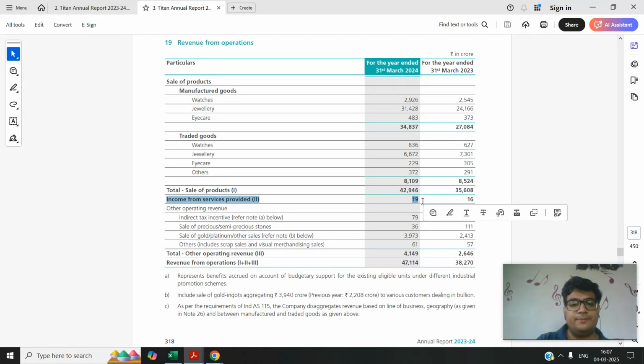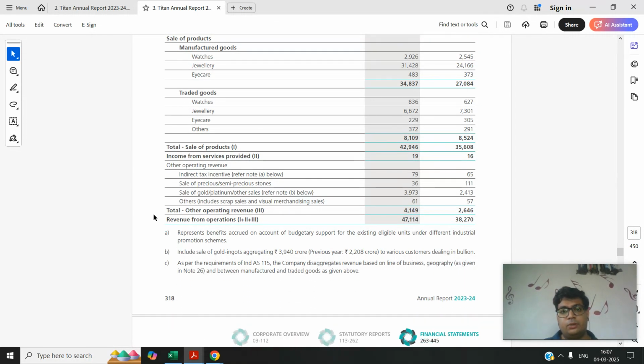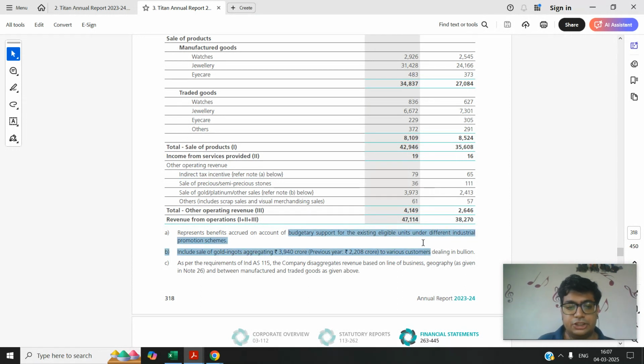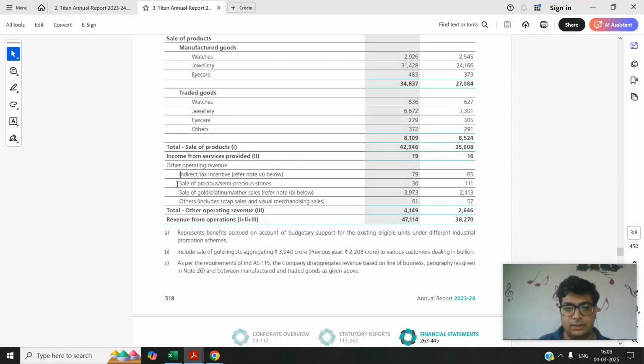Now besides sale of product and income from service provided, they also have made some other money from some other sources, but relating to their operations. Now what are these? Indirect tax incentives. If you look here, you have support under different industrial promotion schemes. So Titan is a manufacturing company, and government provides lots of incentive to manufacturing company. So the money they received from that source will also be classified here.